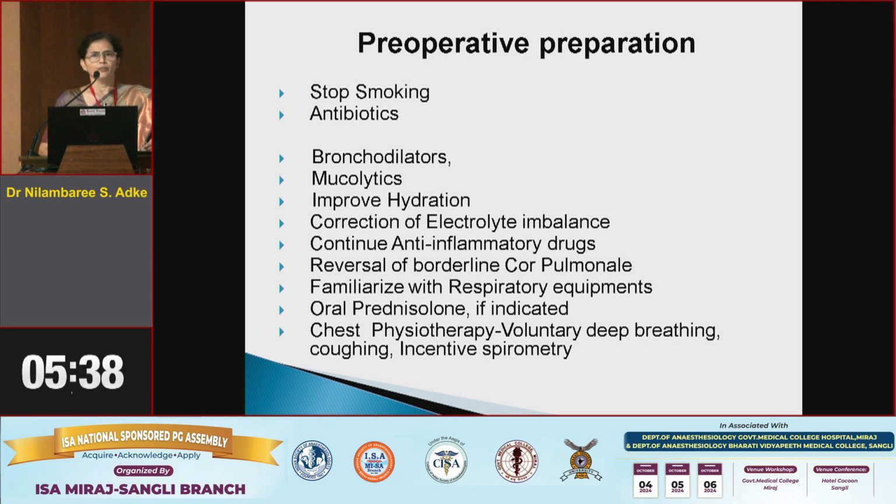Then we have to add bronchodilators like albuterol, then mucolytics to loosen the secretions, improve the patient's hydration, correct his acid-base and electrolyte balance, then continue his anti-inflammatory drugs, and if there is cor pulmonale, treatment of that is essential. The patient should be trained in the use of incentive spirometry and voluntary deep breathing exercises. Then if indicated, if the patient still has wheezes, we can think of giving him oral prednisolone.